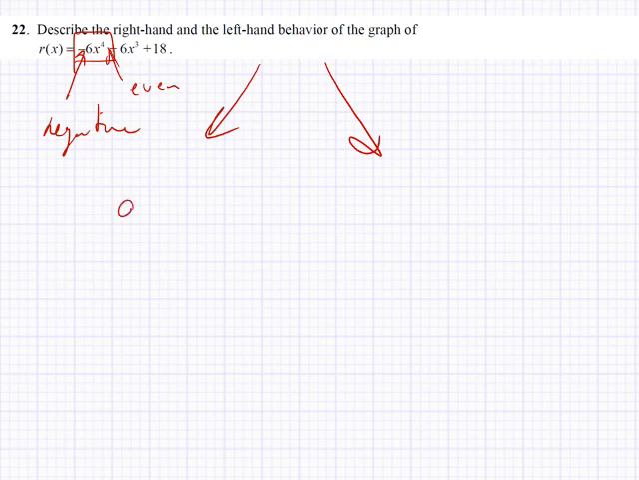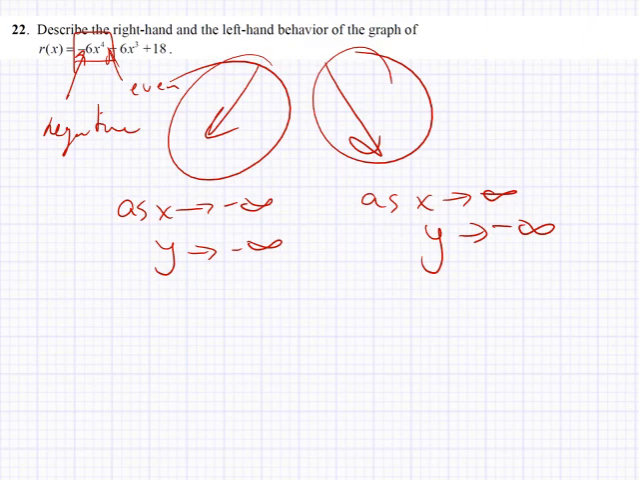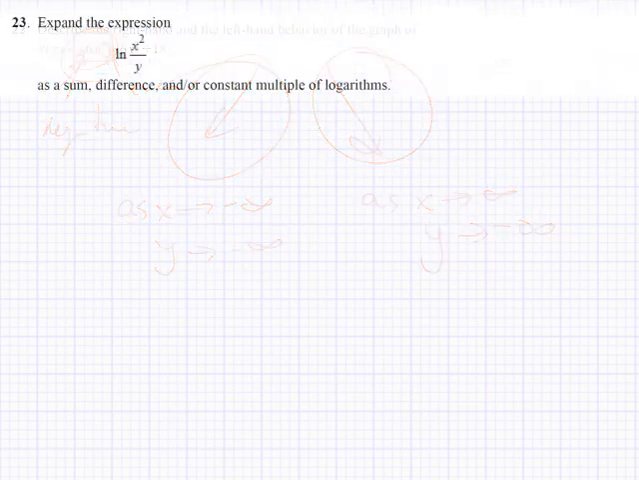So I could say, as x approaches negative infinity, y would approach negative infinity. That's what's happening on the left side. And as x is approaching positive infinity, y is approaching negative infinity. That's what's happening on the other side. And it's all based off of the leading coefficient test and looking at the power being even or odd and the coefficient being positive or negative.